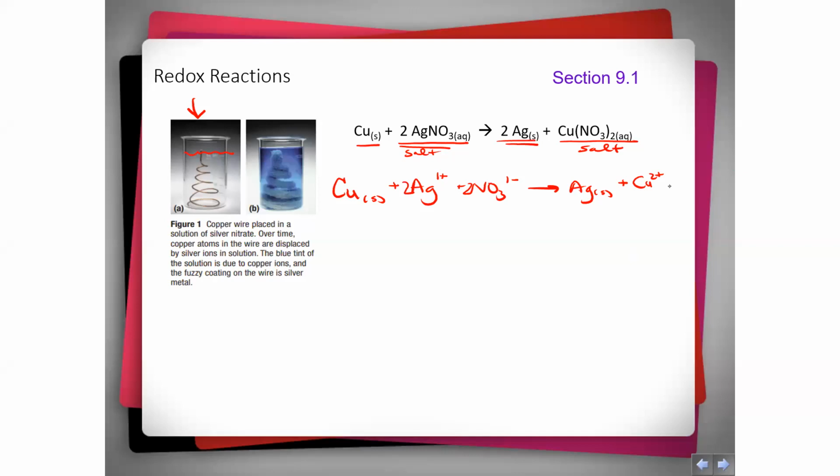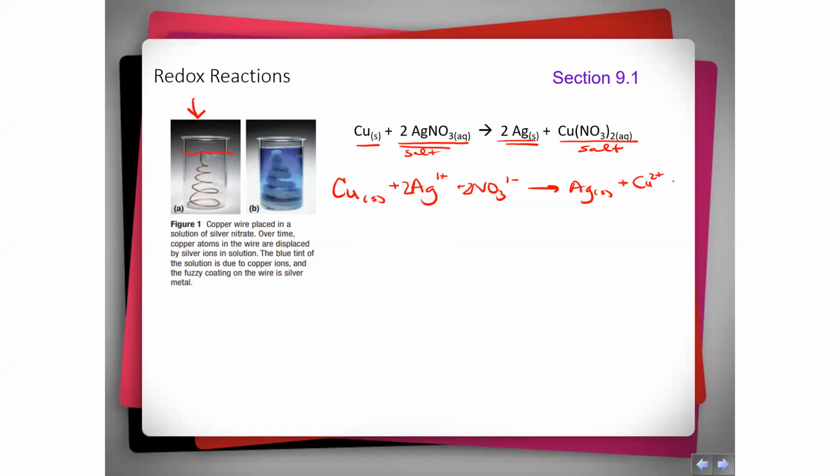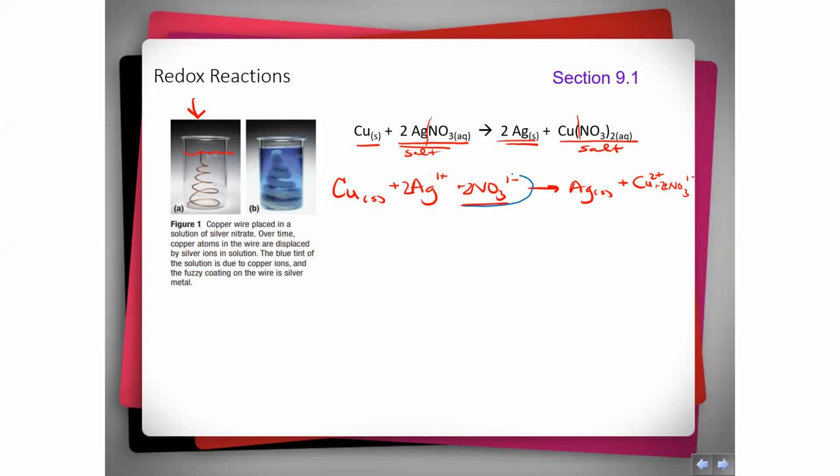So our copper ions and our nitrate ions. I'm just going to squeeze those in right there, 1 minus, and there are 2 of them. So I've just essentially broken this down into its ions and broken that down into its ions. Now, see that there are 2 nitrates on this side, and there are 2 nitrates on that side.